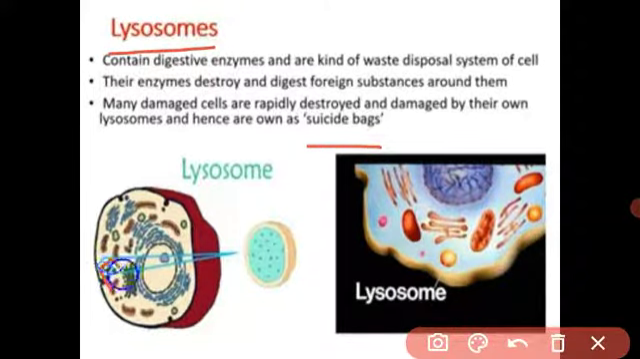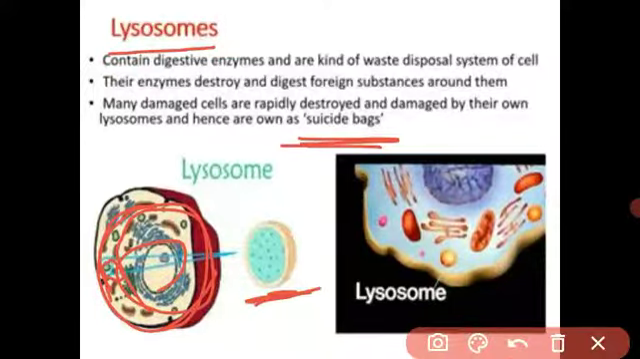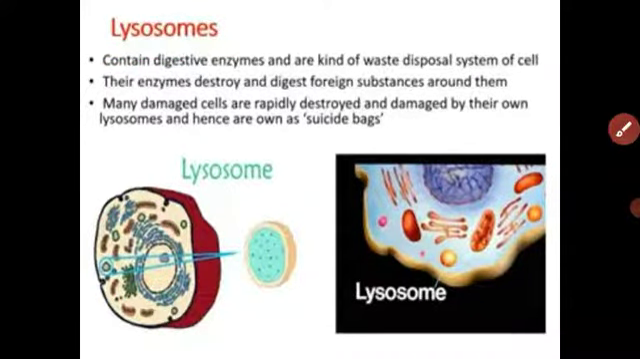What is the lysosome? Lysosome is a small vesicle-like structure. It is the waste disposal system of the cell. Its enzymes destroy the foreign substances around them, and many damaged cells are rapidly destroyed by their own lysosomes. So the lysosome is called the suicide bag. Means whenever the cell is damaged, not working properly, at that time the lysosome digests the whole cell. So the lysosome is called the suicide bag. Understood, student? What is meant by lysosome?